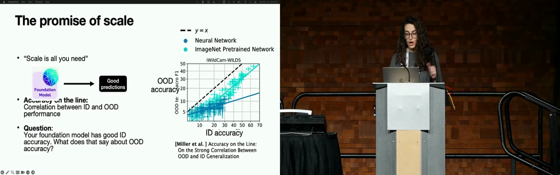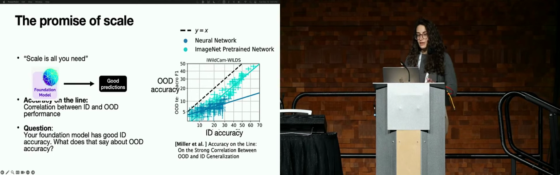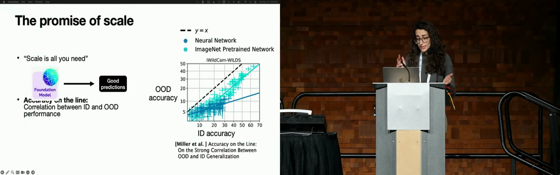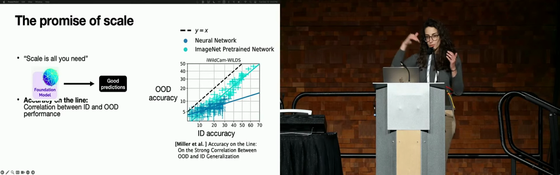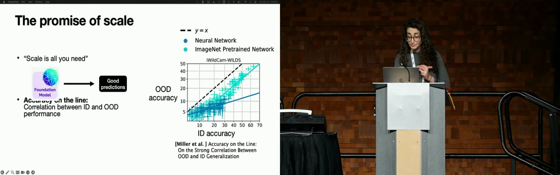So what you see here on this slide is, on the x-axis of this plot, the authors, Miller and collaborators, looked at in-distribution accuracy, and the y-axis is the out-of-distribution accuracy. This dashed line, the y equals x line, depicts what an ideal model that does equally well in distribution and out of distribution would look like. So that's our hope, that good models will lie somewhere on that line.